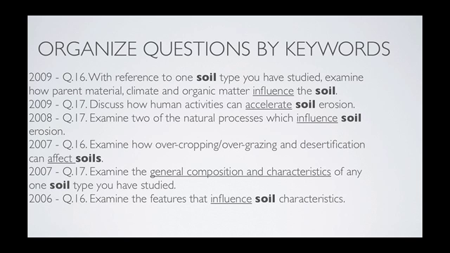Same with the next category, which is soil. From 2006 to 2009, we've got soil, and then we've got influence the soil, then we've got accelerate soil, and accelerate is another word for influence. Then we've got influence and soil again. Then we've got affect soils, which again is in the category of influence and accelerate. Then we've got general composition and characteristics and soil, and then we've got influence and soil again. So you'll see that in this section, the questions are also very similar.